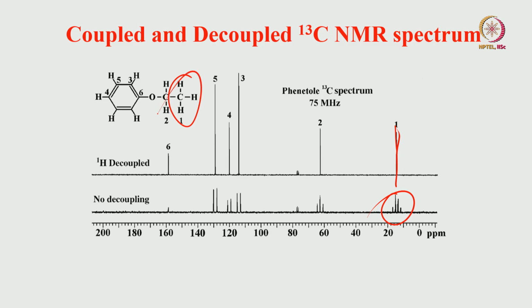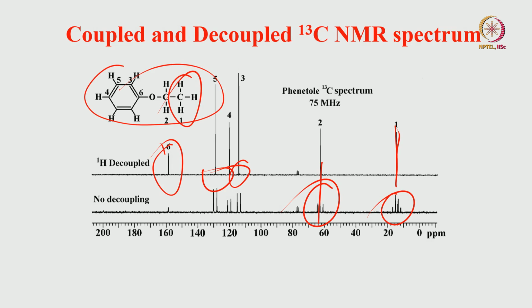CH3. Similarly, for this triplet, all the lines will collapse and appear at the center of this. That is the chemical shift of carbon CH2. Similarly, the chemical shifts of the different carbons here, and this is a quaternary carbon. And so, you see there are 6 carbons in this molecule, and there are 6 peaks. That is the difference between the coupled and decoupled spectrum.